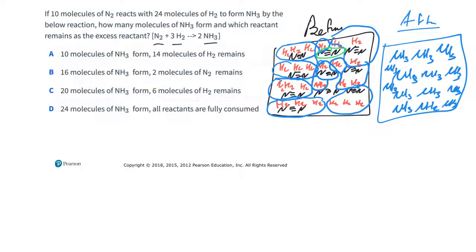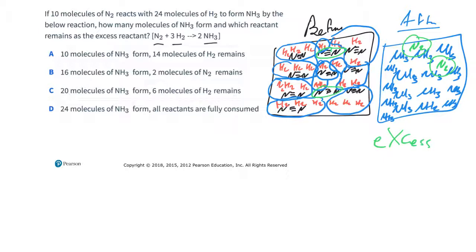I don't have too many colors left. I got green N2s left behind, and I got to sketch in my 2 NH3s. So these are my 2 final NH3s that are made, and then I have my final 2 N2s that are left over. So we can use the lassoing technique. Draw a picture, think about what's present before the reaction, start thinking about making the products, and then you're going to be left after the reaction with your products plus any of the excess reactants.